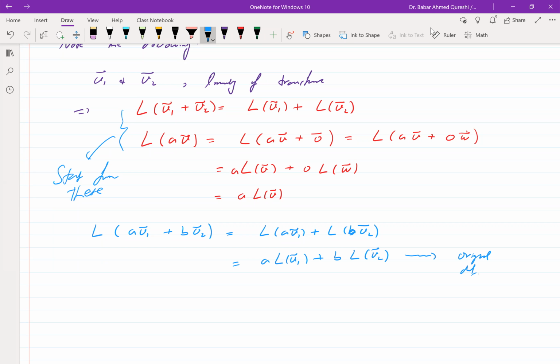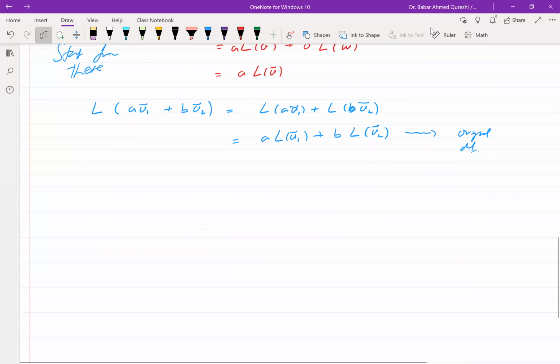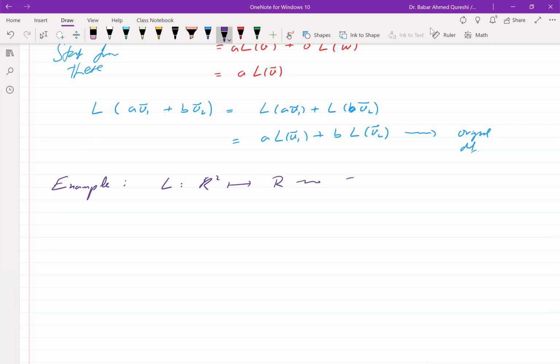Now let's keep taking a few more examples. Let's take this example. I define a map from R2 to R. Remember, just numbers are also a vector space. It's a one-dimensional vector space.